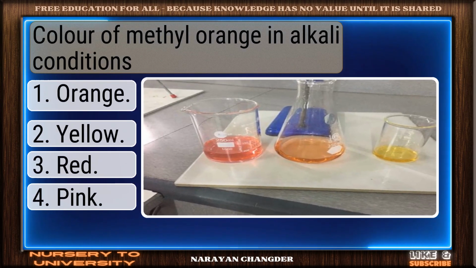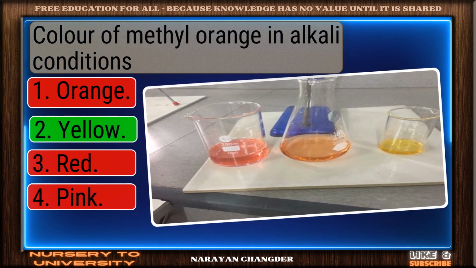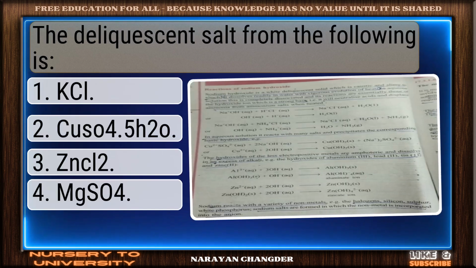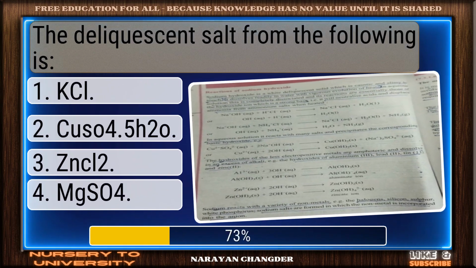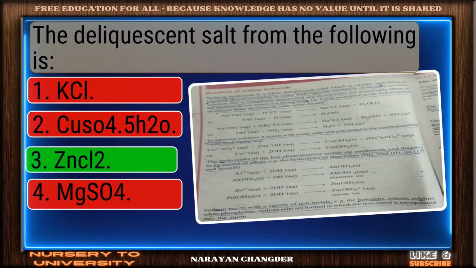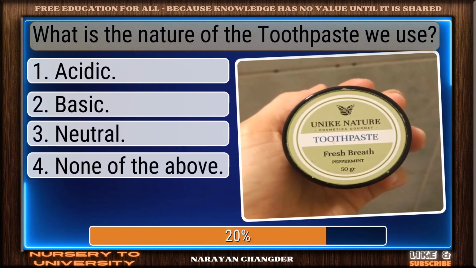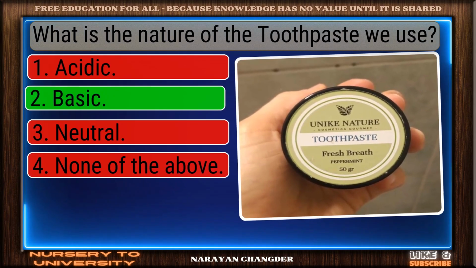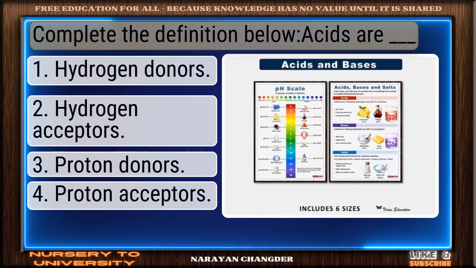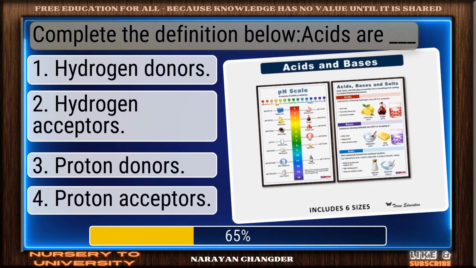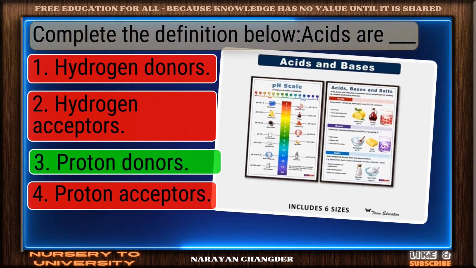Color of methyl orange in alkali conditions. Nicely done. Yellow is solid. The deliquescent salt from the following is... Great job. ZnCl2 is accurate. What is the nature of the toothpaste we use? Nice work. Basic fits perfectly. Complete the definition below. Acids are dash. Well done. Proton donors is right.